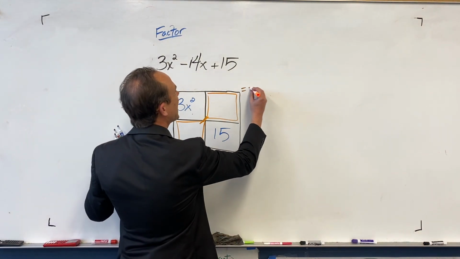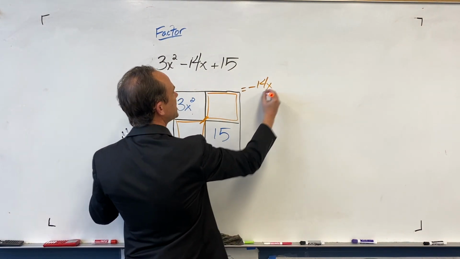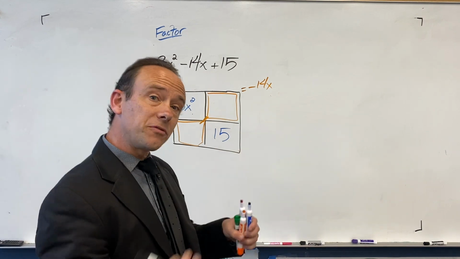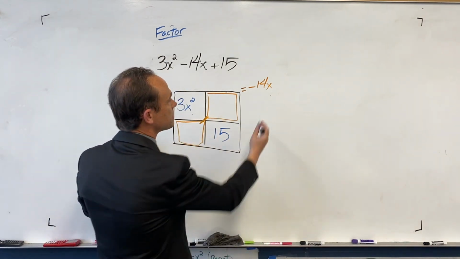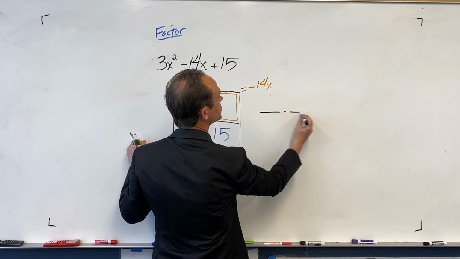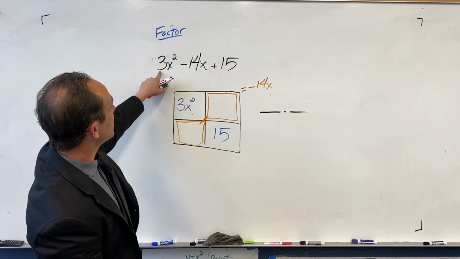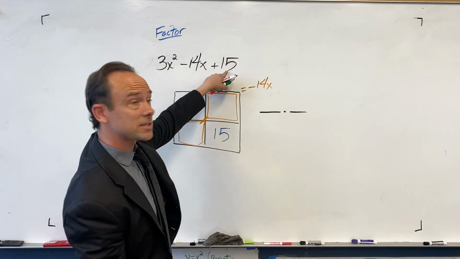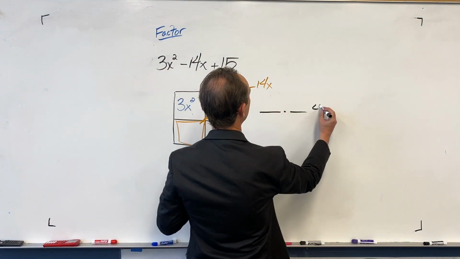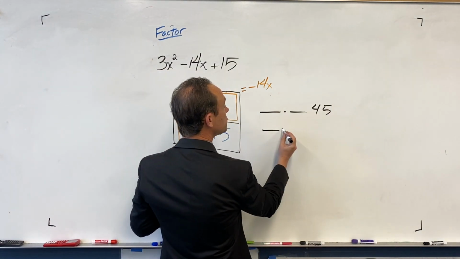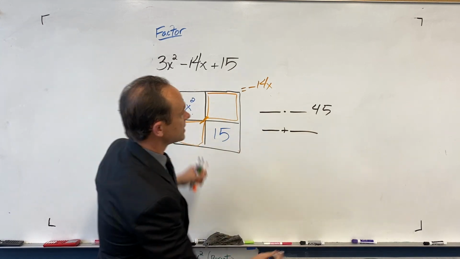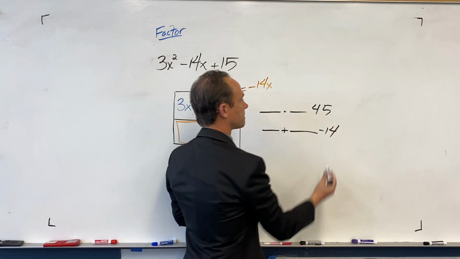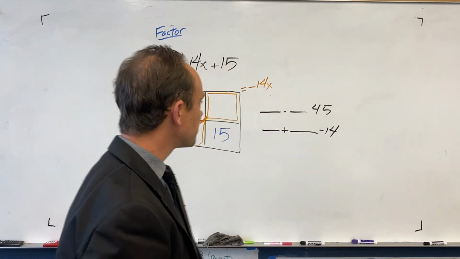Okay, so we know this has to add to negative 14x. Now, we can figure out exactly what goes in here by solving this puzzle. So I'm going to find two numbers that multiply to a, the coefficient of the square, times c, the constant, so 45, right? Two values that add to negative 14.